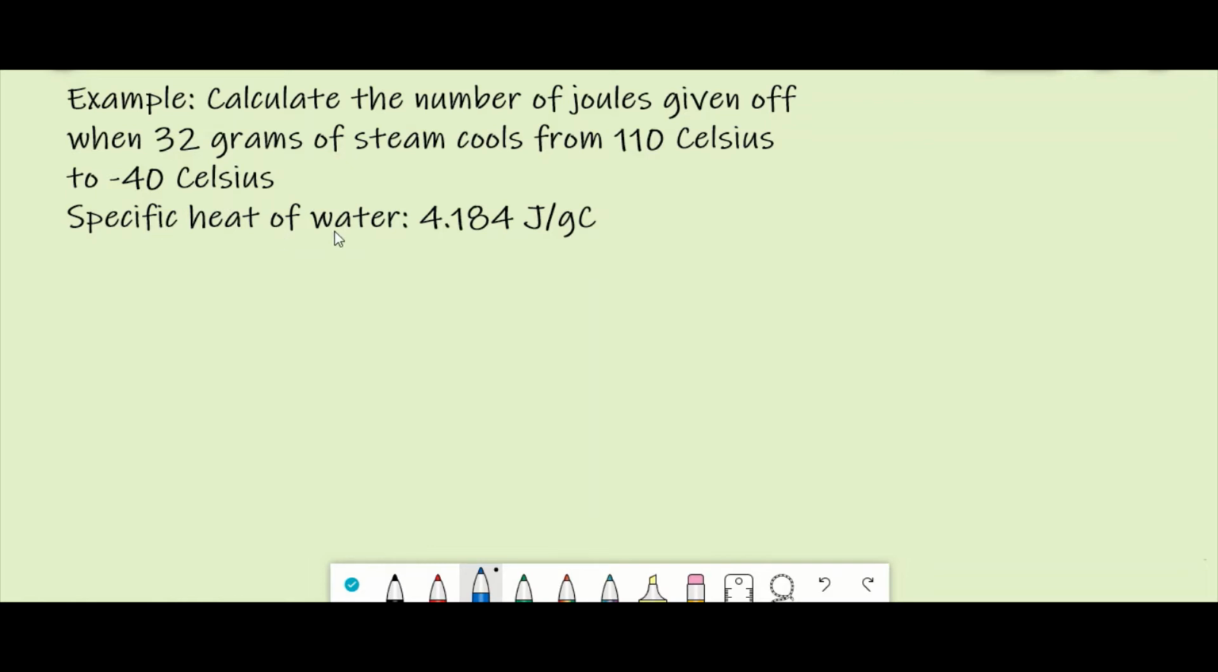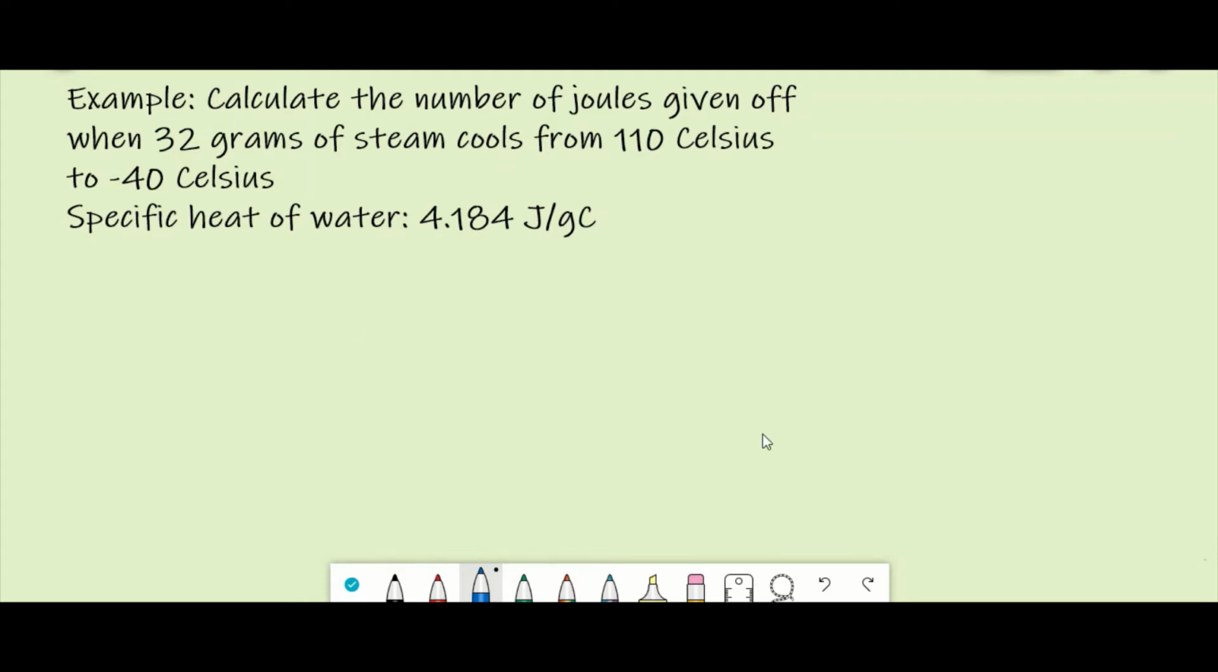So remember, the specific heat of water, or H2O, which steam is, is 4.184 joules per gram Celsius. Again, this can also be Kelvin, because all that matters is the change in temperature, and the difference between Celsius and Kelvin will be the same.